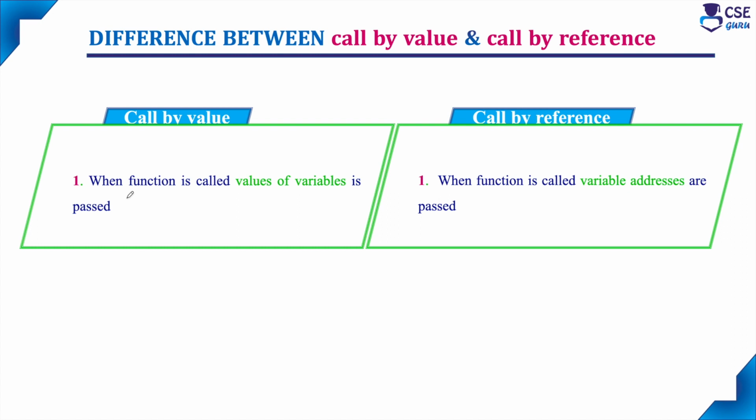First difference, when a function is called, the values of variables is passed. Here in call by value technique, the actual parameter will send values to the formal parameter. In call by reference, when a function is called, variable addresses are passed. So here the actual parameter will send the address of the variables to the formal parameter. So here in call by value, it will send values. In call by reference, it will send the address of variables.